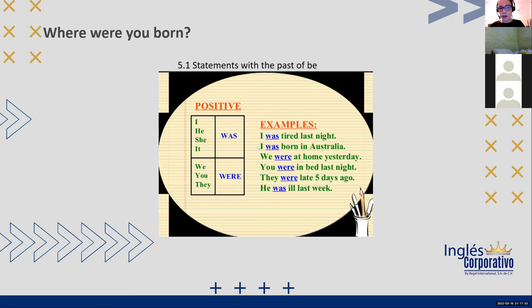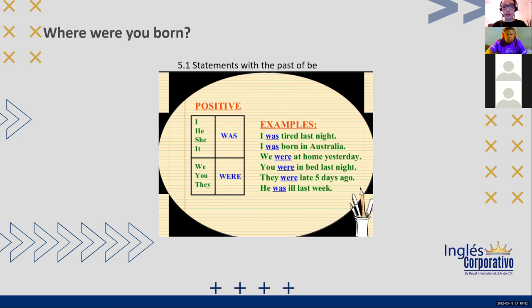Si se fijan, yo estuve o yo estaba cansada ayer, anoche. I was tired last night. I was born in Australia. We were at home yesterday. You were in bed last night. They were late 5 days ago. And he was ill last week.